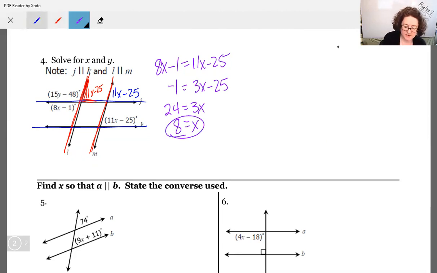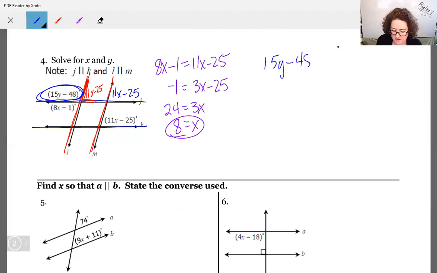Okay, so our second piece. Again, I have to solve for y, and the only thing with a y in it was this 15y minus 48. But what would happen if I combine that with one of the x expressions right next to it? They make a perfect linear pair, so that means they have to add up to 180. So I can do 15y minus 48 plus 11x minus 25 equals 180.